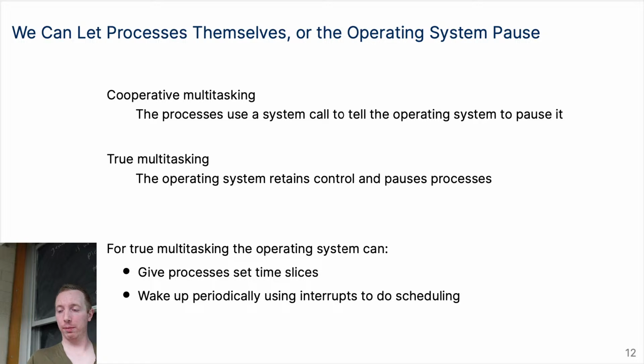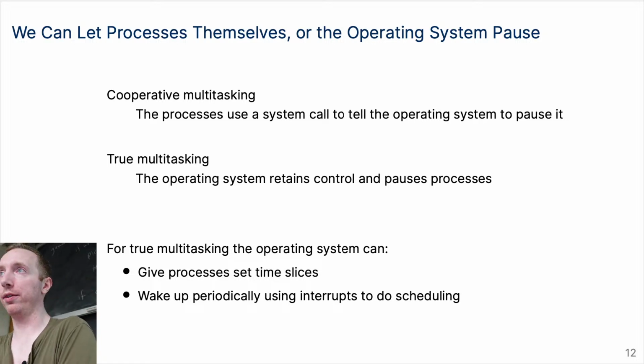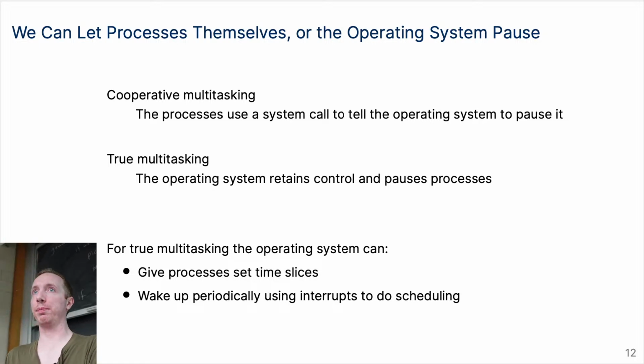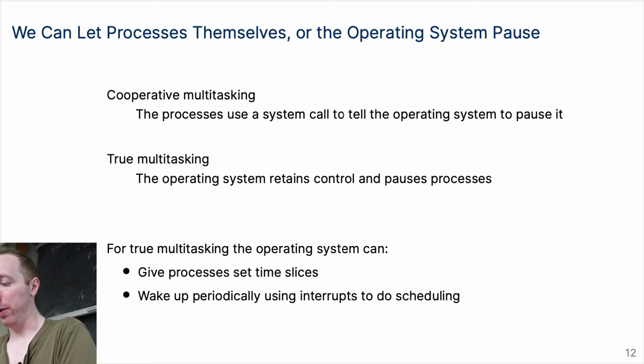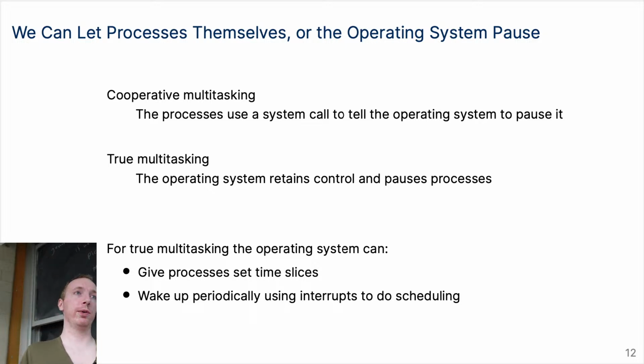Style of kernel. Most kernels are true multitasking kernels, where the operating system or the kernel itself will retain control and then pause processes without you having any say about it. So if you do true multitasking, you could give processes a set time slot. You could say you execute for 1 millisecond, and then you go through them round robin, which is a scheduling algorithm. You get 1 millisecond, you get 1 millisecond, and then just do that forever.